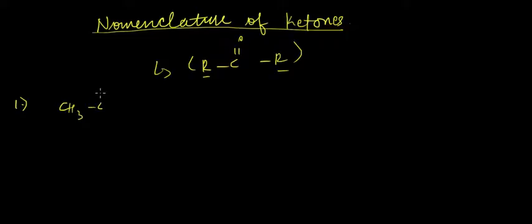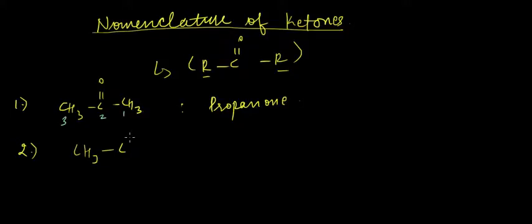So let's suppose we have this compound. The name for this compound would be propanone. And why would it be propanone? As you can see, the longest carbon chain is three carbons long, hence the name would be propanone.